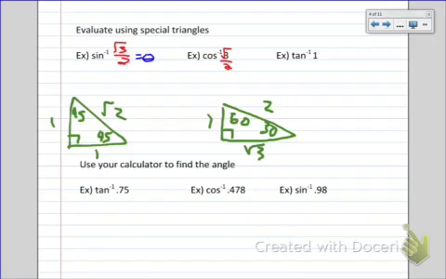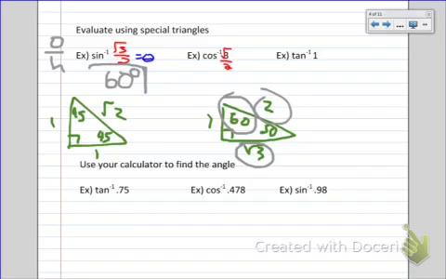So on this first one, I'm looking for the inverse sine of the square root of 3 over 2. Okay, well, here I've got square root of 3, here I've got 2. I know sine is opposite over hypotenuse, so square root of 3 has to be the opposite, so my angle is going to be 60 degrees right there.